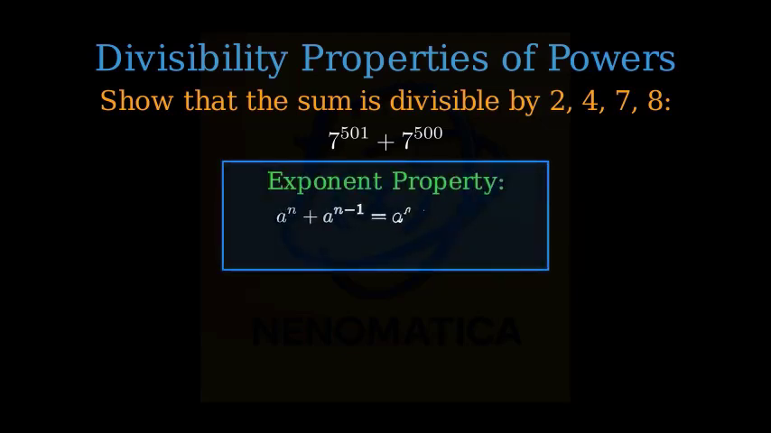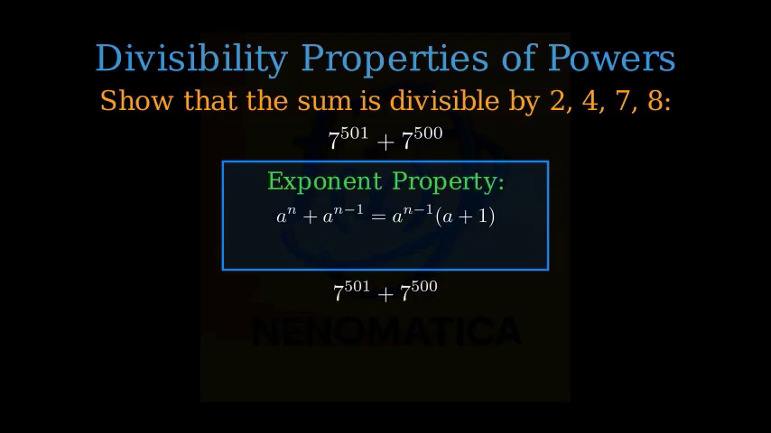Let's recall a useful rule. For any number, we know that a to the power of n plus a to the power of n minus 1 equals a to the power of n minus 1 times a plus 1. This rule is useful because it allows us to factor out the common exponent term, which often leads to a simpler expression that makes divisibility easier to check. Now, let's apply this property to our problem.